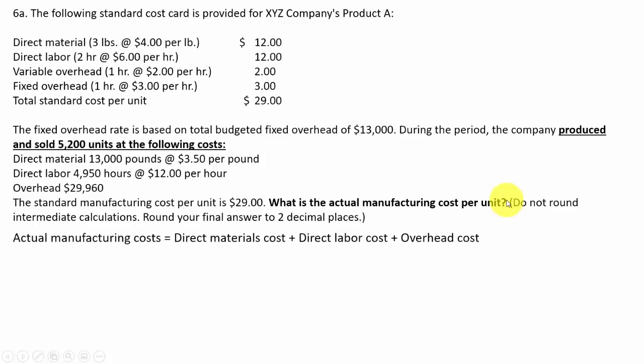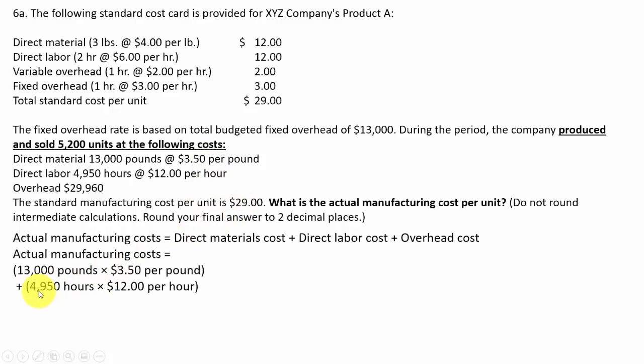Okay, well, that is this. The actual manufacturing cost will be the actual cost of direct material, the actual cost of direct labor, and the actual cost of overhead. So in this problem, the actual manufacturing cost will be the direct material of 13,000 pounds at $3.50 per pound, the actual labor of 4,950 hours right up here at $12 per hour, and the actual overhead in dollars, which was $29,960. Add all those together, and you get $45,500 worth of material. That's 13,000 times 3.50.